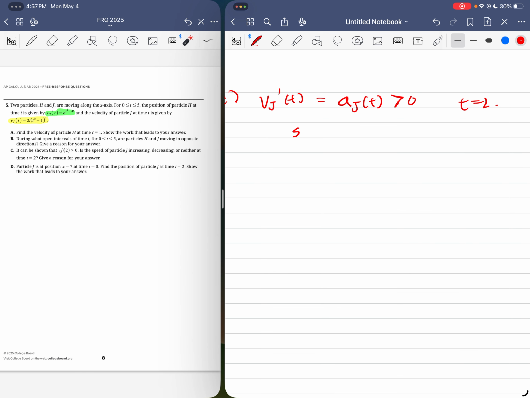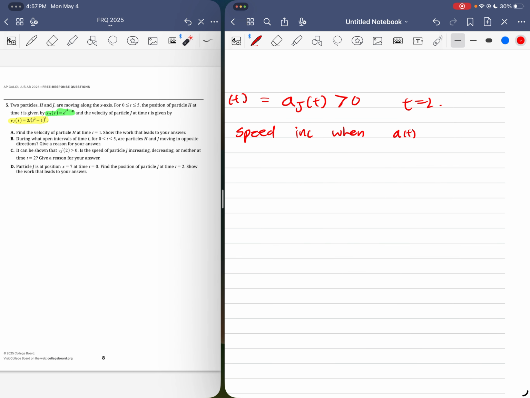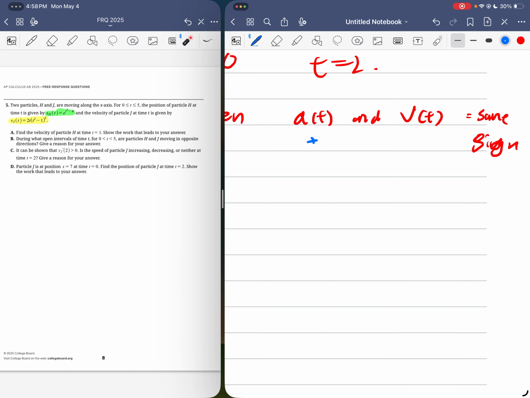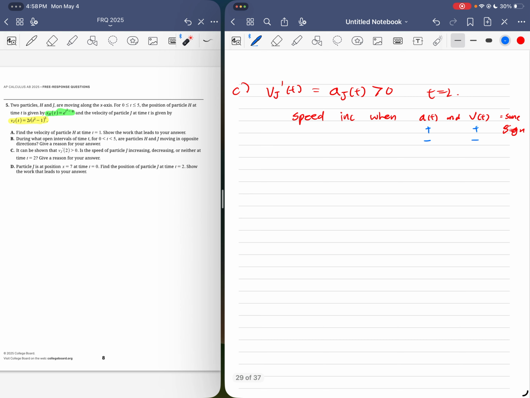Now, speed increases when acceleration and velocity are the same sign. It's not defined by the magnitude, just the sign, positive or negative. They should have the same sign. For example, if it's positive, it's speeding up. If it's negative, it's still speeding up because it's going backward with the same speed. So let's look at it. We already know the acceleration of j of t is greater than 0. It's given.